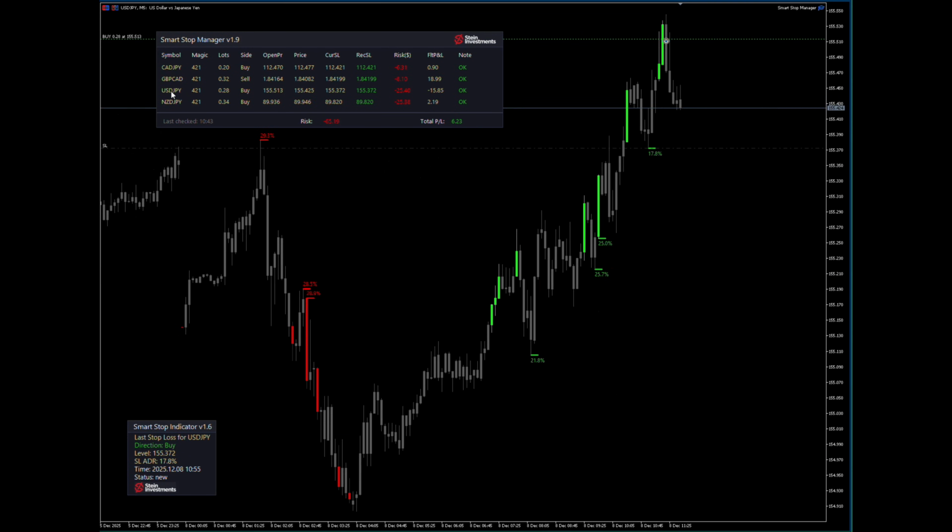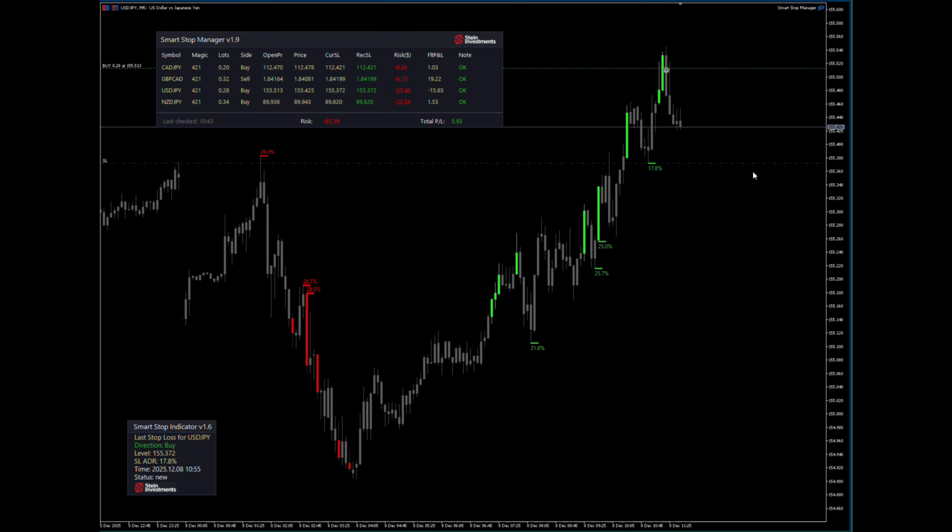And the US dollar yen is currently not really working in my direction, but we have plenty of space still until this SL might be reached. And I honestly don't care about it because there will always be some SL. Not every trade can be a winner, but it's part of the game. And as long as I win more than I lose, I'm pretty happy with that. So, yeah, that's it.